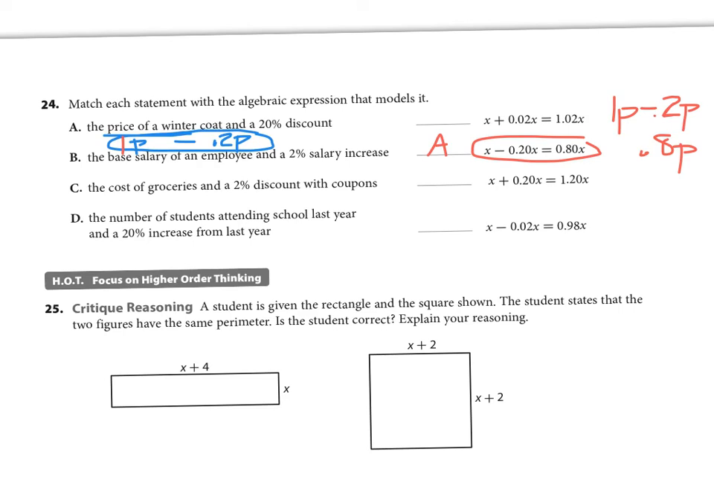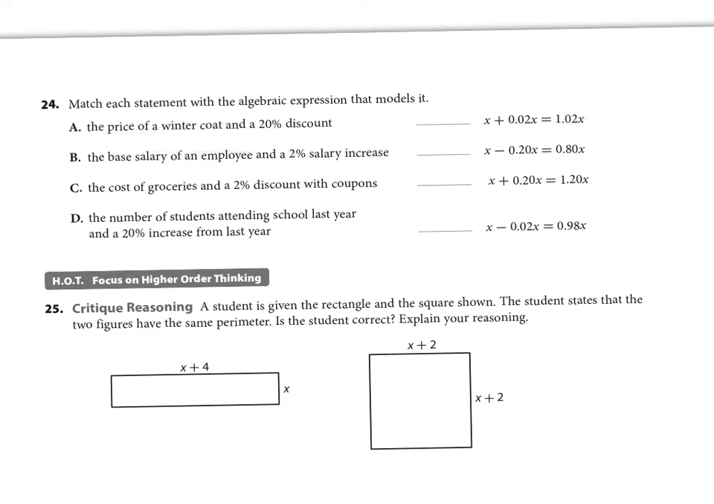Okay, let's go to the next one. Let me erase all this other stuff here. Let's go back and we'll write this one as A. The base salary of an employee and a 2% salary increase. So I'm taking what I originally had, the base salary, which is X. Then I have to add, because it's an increase, so we did problems with increase, decrease, all that kind of stuff, a 2%, which is 0.02. So I look for 0.02 times the original amount, X. So that would be this one right here.